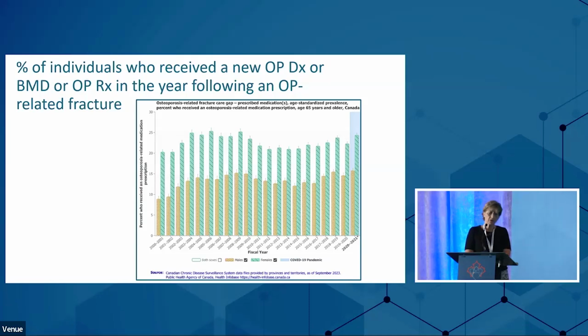So there's a lot of work to be done in ensuring that the guideline recommendations are taken up, if only for secondary prevention. It's not to say that everybody should be on treatment, obviously, but it certainly should be higher than 25% of the time.